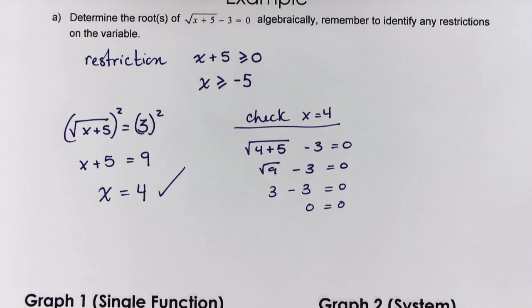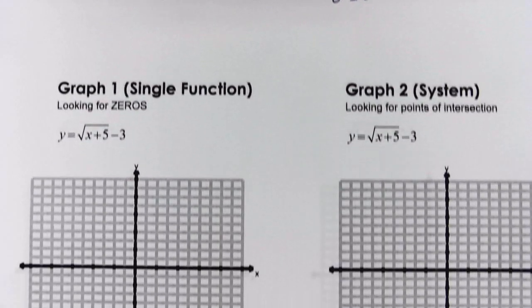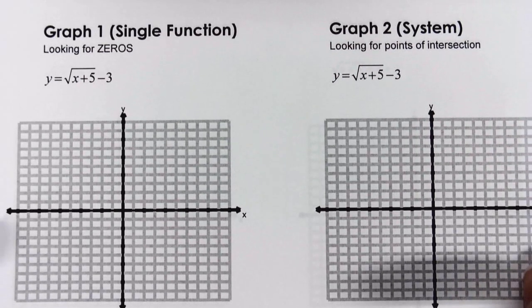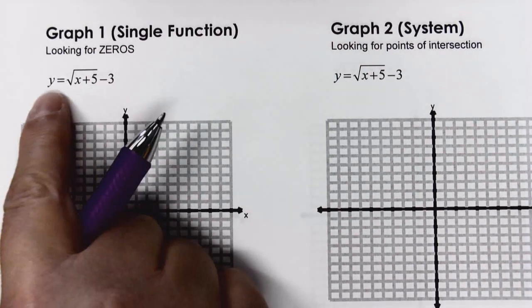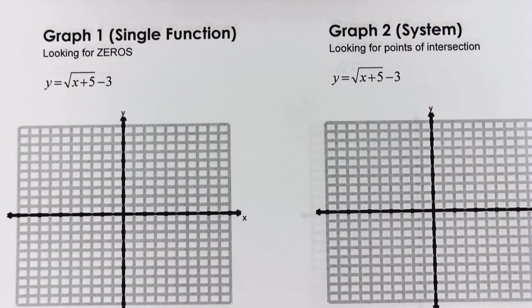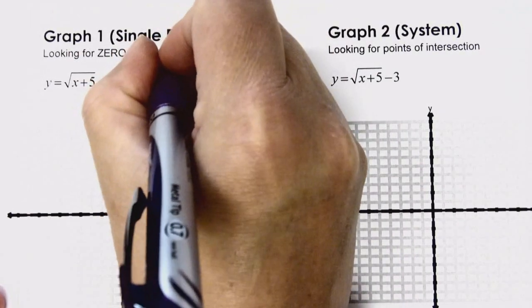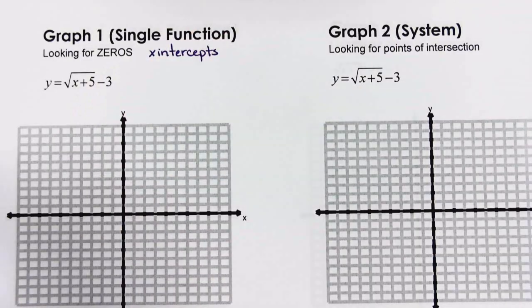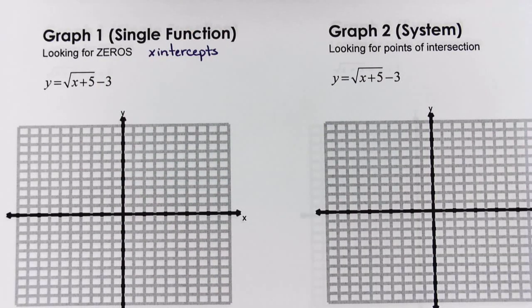All right, I'm going to slide this up. We talked about this, systems versus zeros. So if we graph this as a single function, we are going to look for the zeros. What are the zeros? They're your x-intercepts. And you're like, how the heck am I going to graph that table of values?